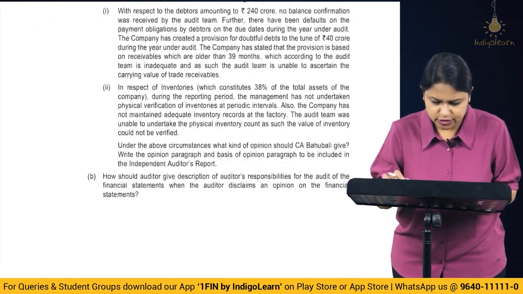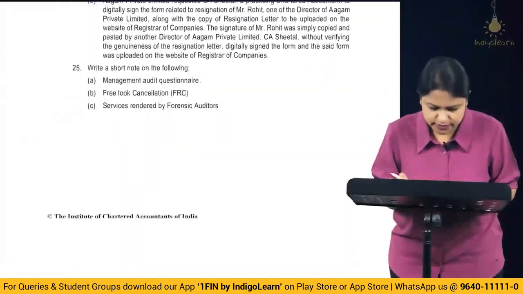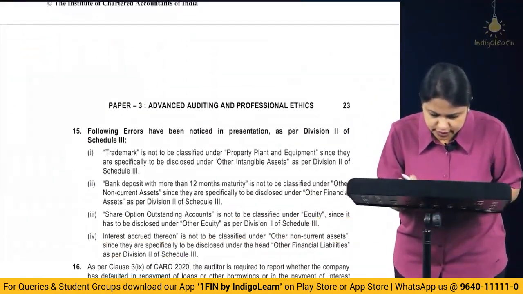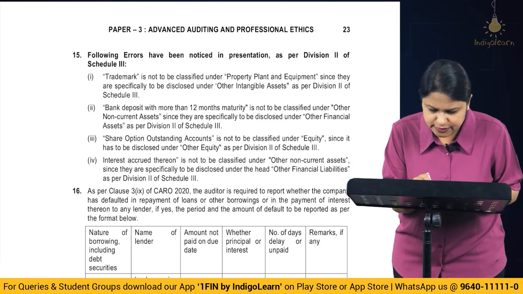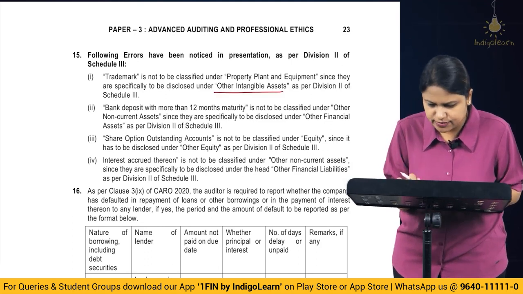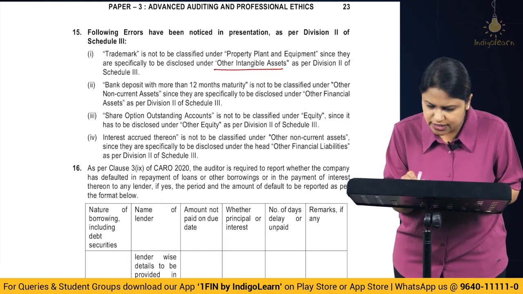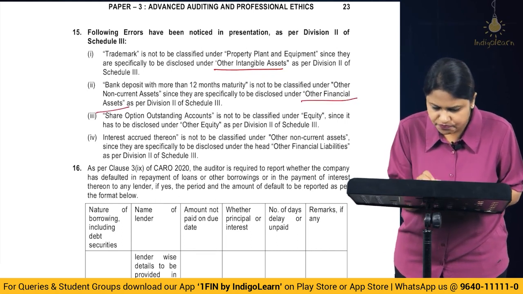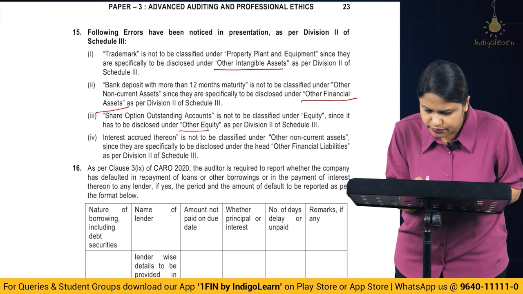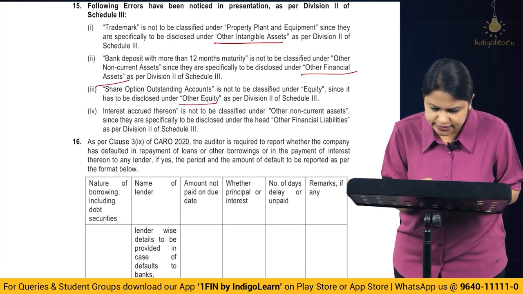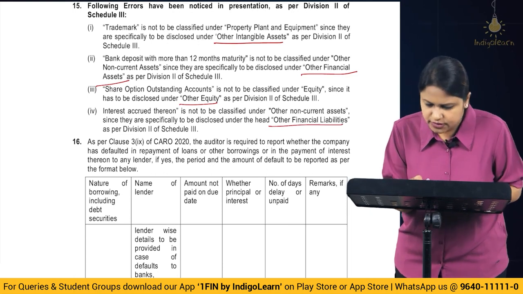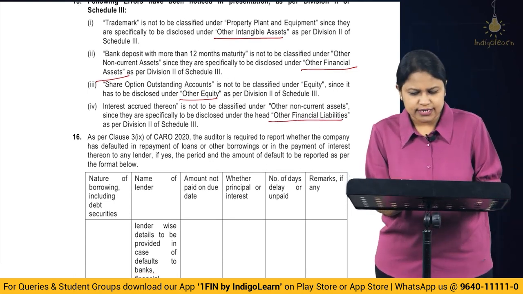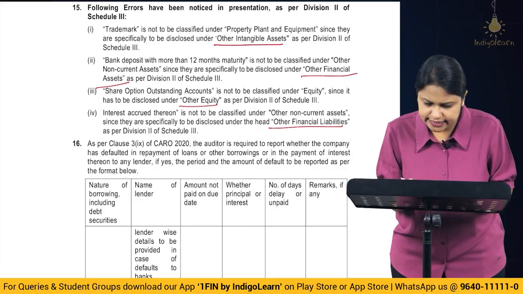Alright, let's have a quick check of whether it is all falling in place. First one, trademark is not to be categorized as PPE since it is specifically to be disclosed under other intangible assets, correct. Bank deposits will come under other financial assets, correct. Share option outstanding will come under other equity. And then interest accrued thereon will come as a part of other financial liabilities. So it's all correct. All the 4 pointers go correctly.